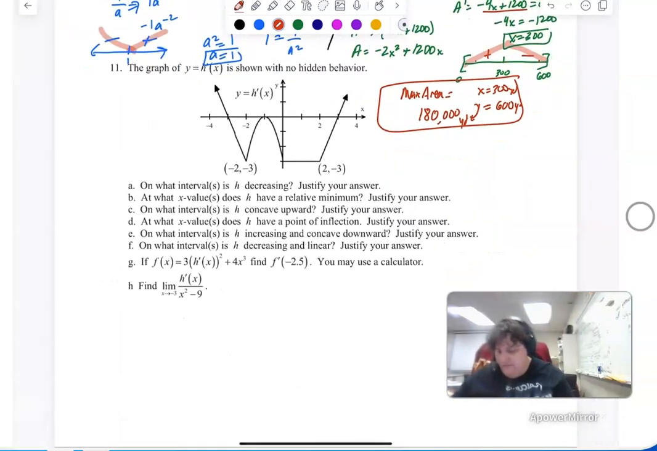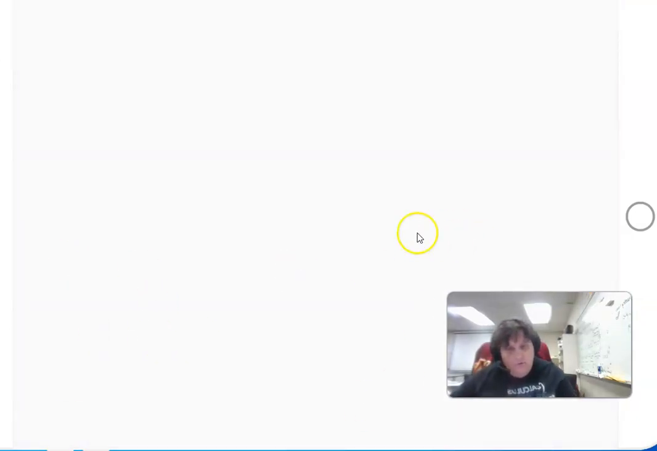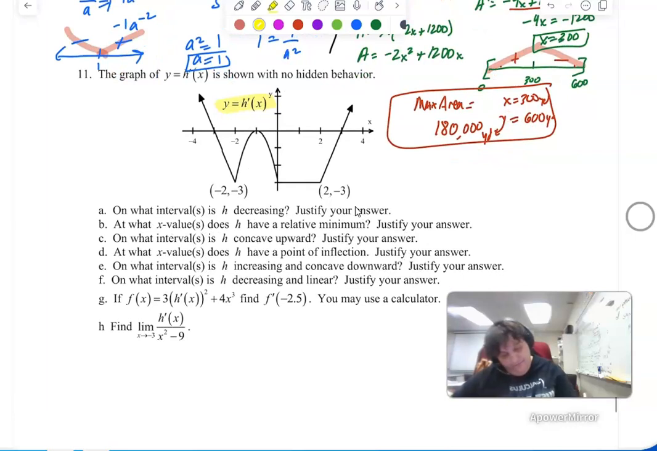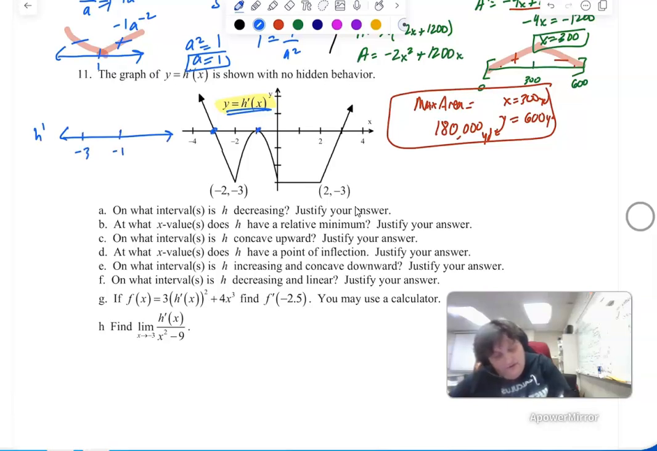Let's take a look at number 11. Here's my graph, no shown with no hidden behavior. That means nothing's happening that you can't see. Okay. Oh, weird. All right. This is the graph of H prime. That's important. So let me make a sign line graph for H prime. It hits at negative 3, negative 1, and 3. And you guys, it's above the axis, below the axis, below the axis, above the axis.